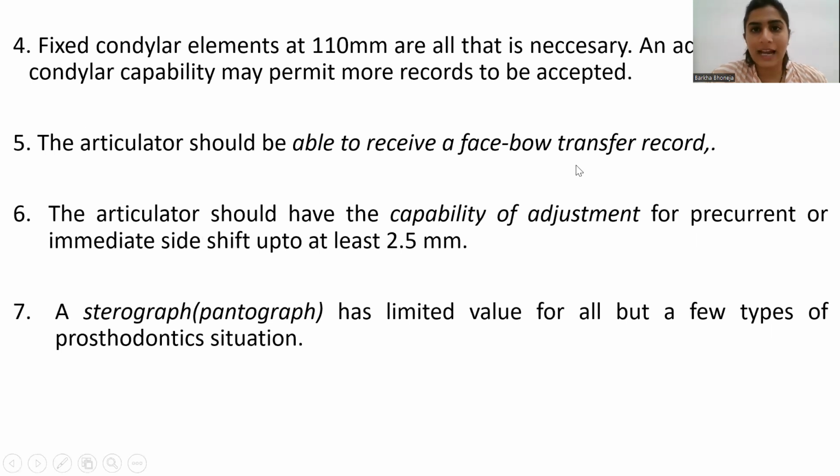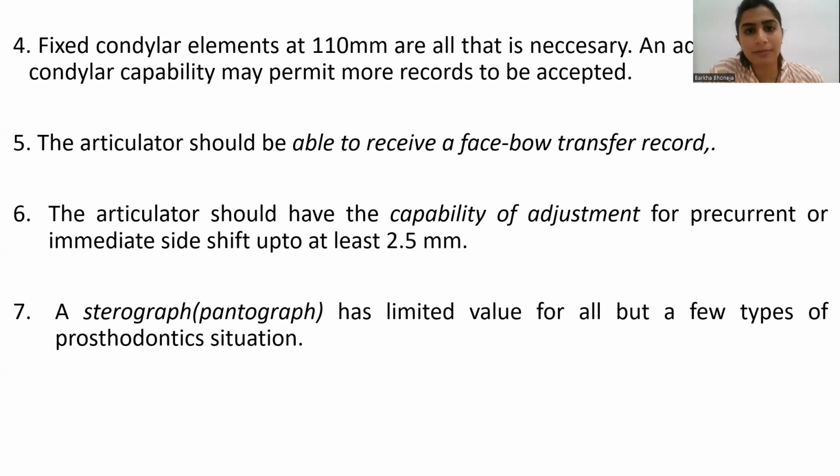Fixed condylar elements at 110 are all that is necessary, and adjustable condylar capability may permit more records to be accepted. That is, when you are doing a complete denture patient, it is not required to take the intercondylar guidance of the patient. Why? Because you can take an articulator with the average value of 110 millimeters. All average arbitrary value articulators have an intercondylar distance of 110 millimeters. So you can take that. Okay, for complete denture, not so much precision is required.